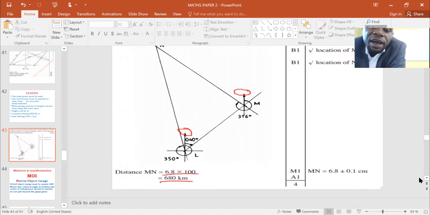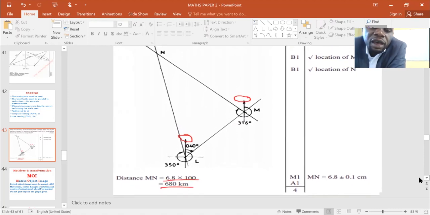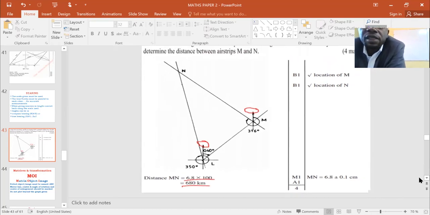And then again, if you are asked, like in this case, to find the distance between M and N, this gentleman measured it and found it to be 6.8 centimeters. Go back and convert it to the scale that you used. Don't leave your answer at 6.8 centimeters. You multiply by 100 and have your answer at 680 kilometers. Most students always leave the answer as they measure. They measure MN and find 6.8 and say MN is 6.8 centimeters. That was on the paper that you have, but the correct measurement should be converted back to the scale that was given.